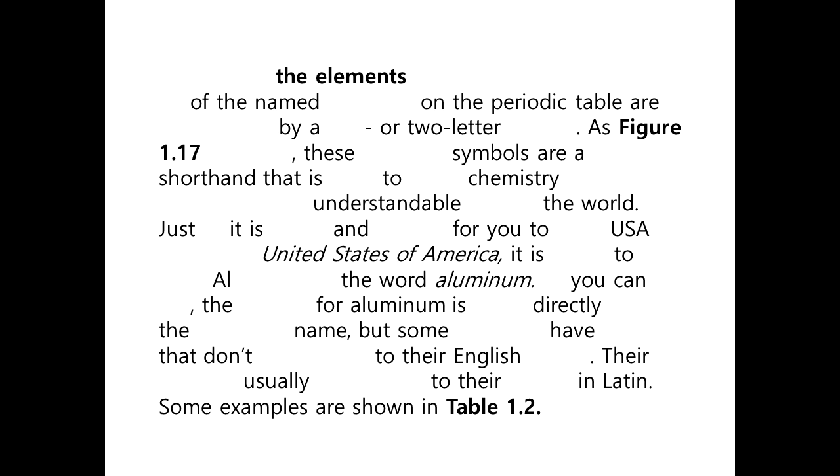All of the named elements on the periodic table are represented by a 1- or 2-letter symbol. As Figure 117 indicates, these chemical symbols are a universal shorthand that is used to make chemistry communication understandable around the world. Just as it is easier and quicker for you to write USA instead of United States of America, it is easier to write Al instead of the word aluminum. As you can see, the symbol for aluminum is taken directly from the element's name, but some elements have symbols that don't correspond to their English names. Their symbols usually correspond to their names in Latin. Some examples are shown in Table 1-2.